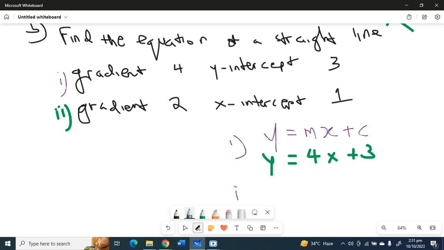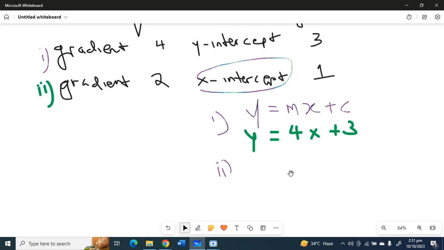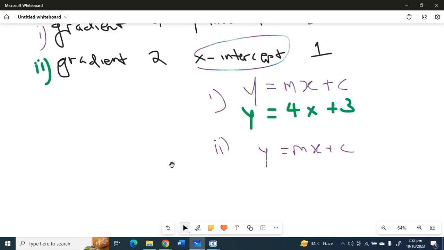Right, we go to part 2. So in part 2, they've given us the gradient, and notice we now have the x-intercept, not the y-intercept. So in such a scenario, the first thing that you need to do is determine the y-intercept, which is c. So we start with the basic equation, y equals mx plus c.